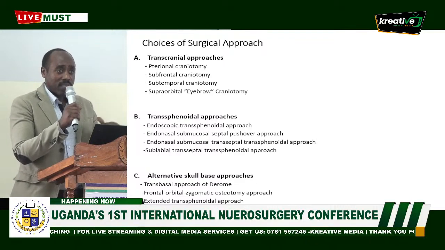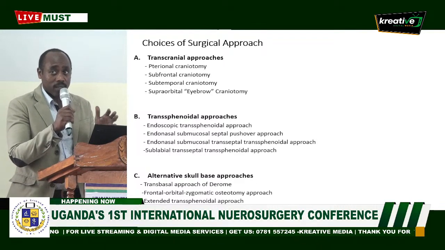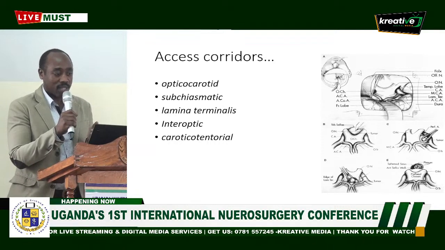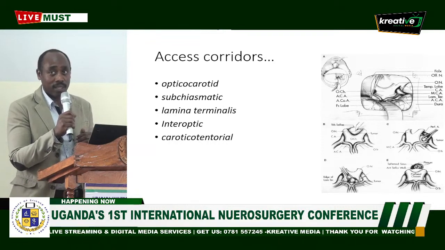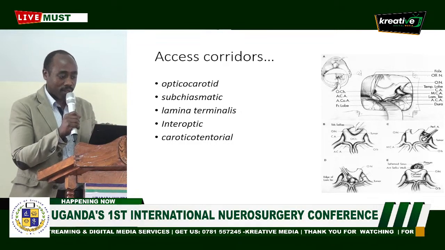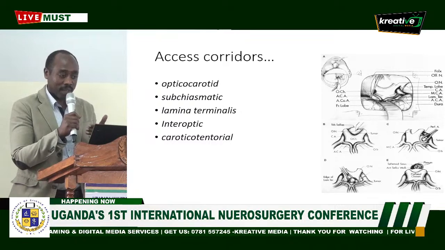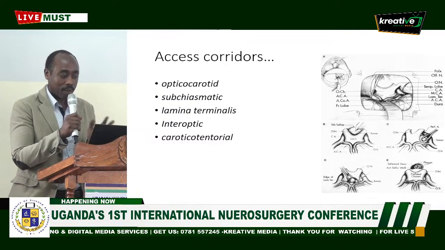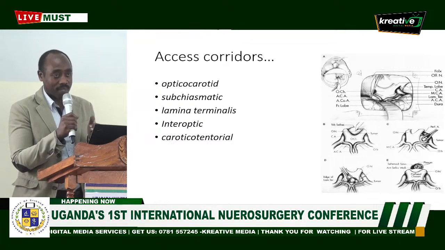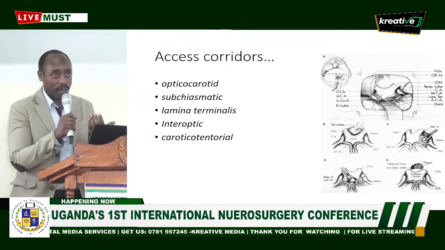So these approaches give you access to the cranium and access corridors to the targeted lesion, which can be the opticocarotid triangle, the subchiasmatic corridor, the translamina terminalis approaches, the interoptic, and the caroticotentorial approaches, plus further approaches if you're going endonasal.